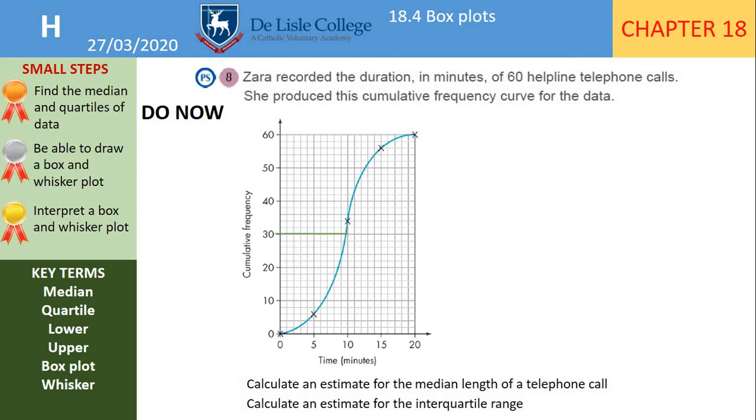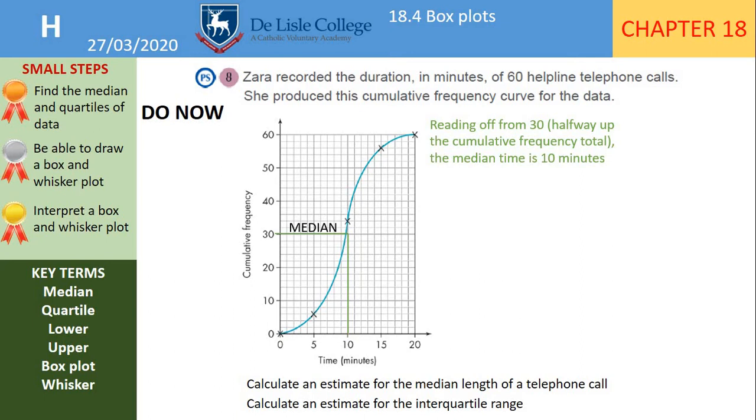So for the median then, as there are 60 helpline telephone calls, we draw a line across halfway up the cumulative frequency curve, so 30 across to the curve, and then we read down the axis, so the median time is 10 minutes.